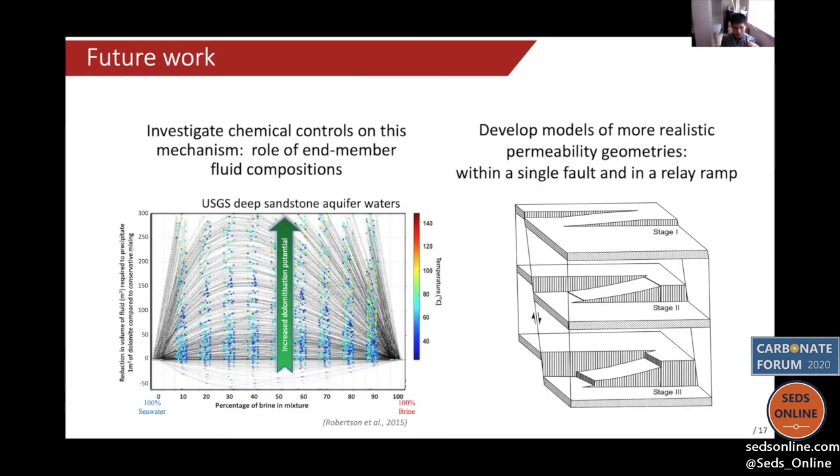And the next step for this study is to investigate the chemical controls on this mechanism, for example, the different fluid composition between seawater and brine, to evaluate the potential for dolomitization. And then we will develop a more realistic model to exemplify natural systems such as relay ramp structures.